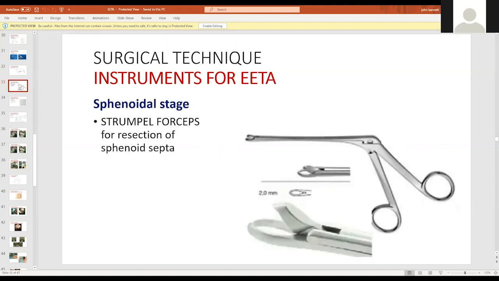Okay, so now we are in the sphenoid stage. So when we incise the mucosa, we put it laterally, we are in the sphenoid sinus. Those kind of forceps is what we use to remove the mucosa. It's essential to remove the mucosa, to remove all the septum that you can see inside. Next.